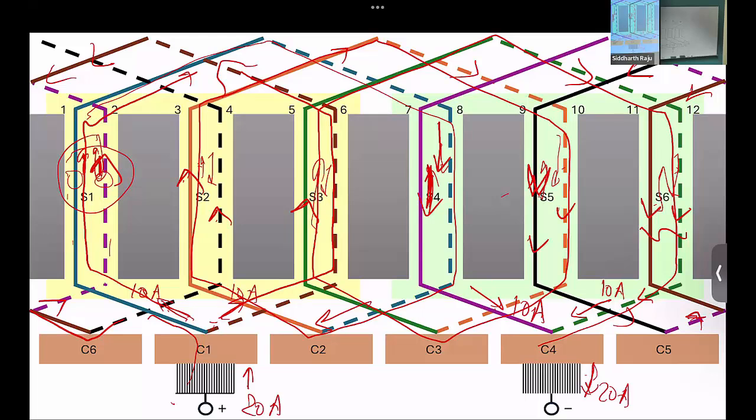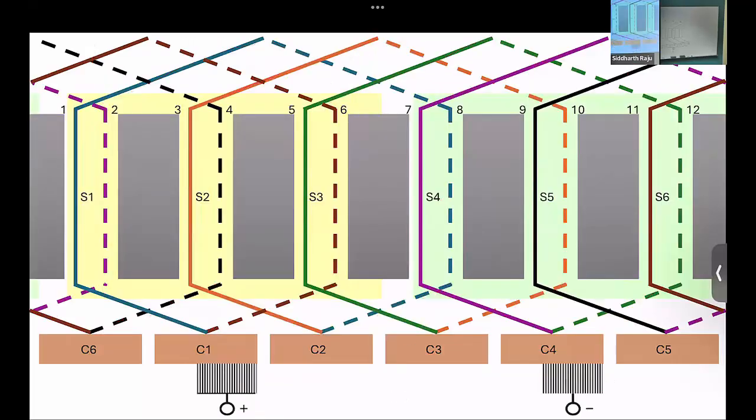The way we have wound this, a lap winding, the number of parallel paths should be exactly the same as the number of poles that we have in the machine. In our case, we have taken a simple case of a two-pole machine. If you put more poles, there will be more parallel paths for the current to flow through. There is another way of winding, so let me go to another diagram.